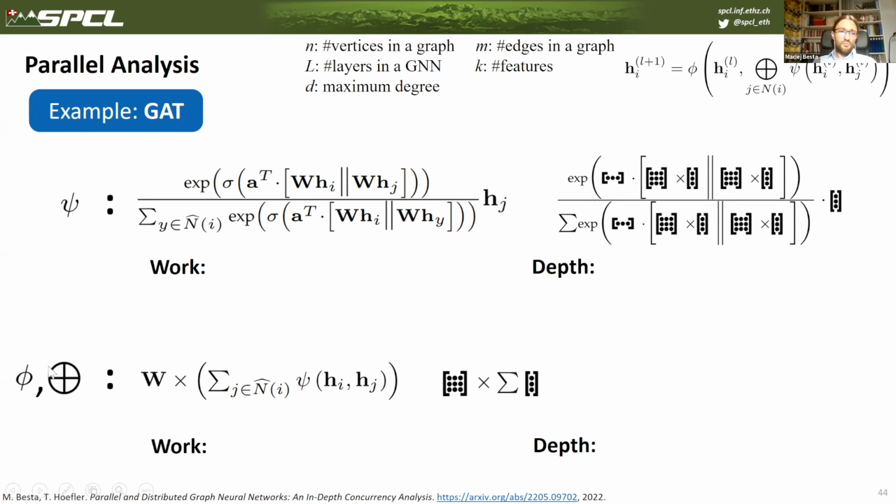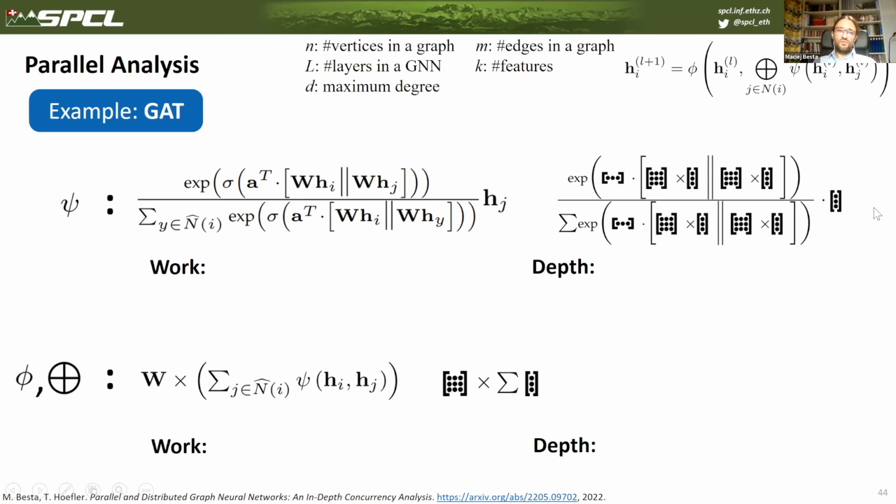On the contrary, the aggregation and the phi are actually quite simple. So once we compute all these attention scores for every vertex and every neighbor, we just need to plug them in here in this expression and conduct the final aggregation, followed by multiplying by the parameter matrix. Right, so the corresponding compute pattern is also not very complicated, but this one here is actually quite complex.